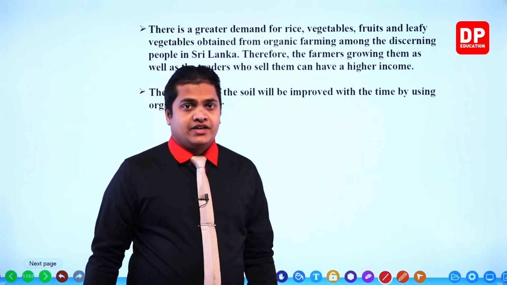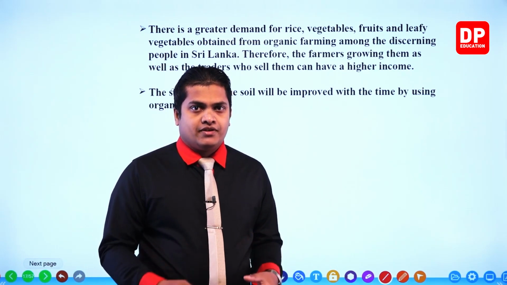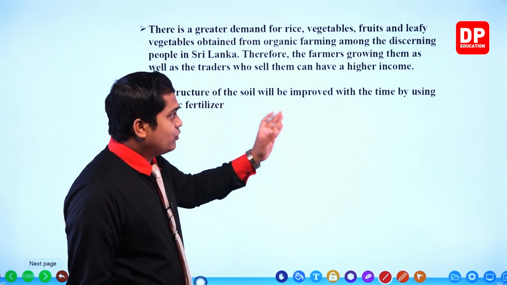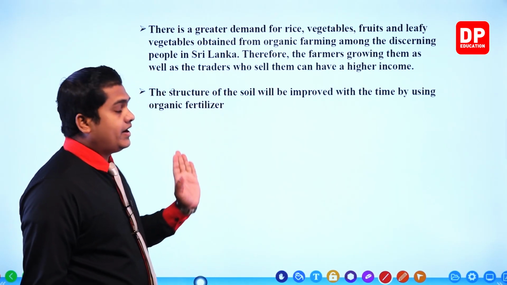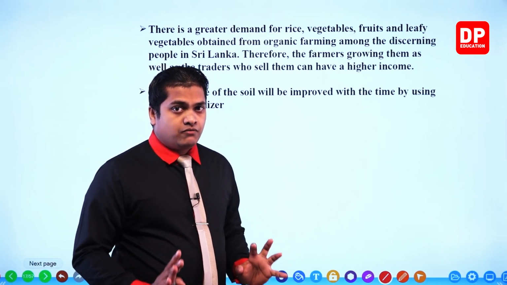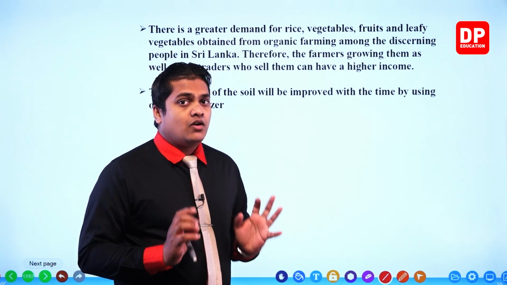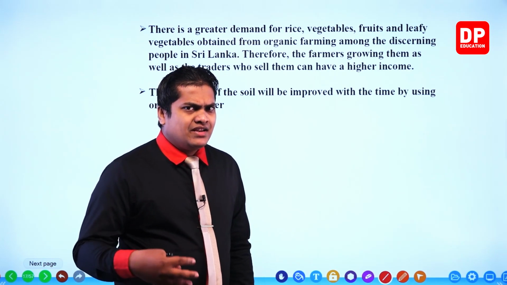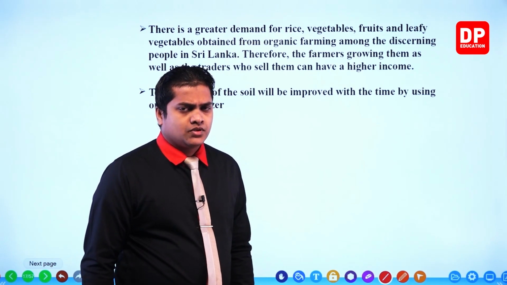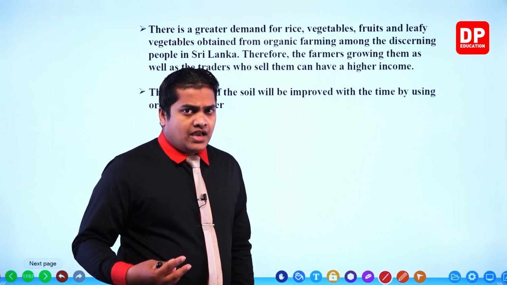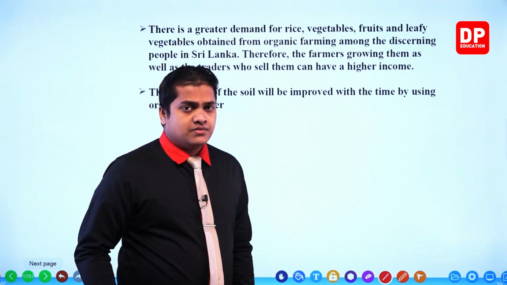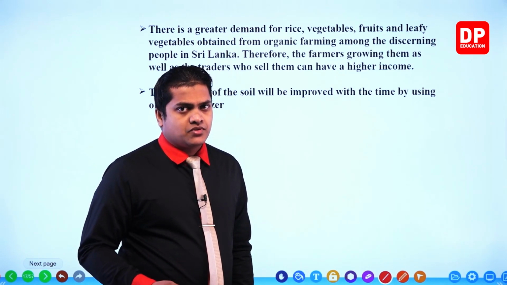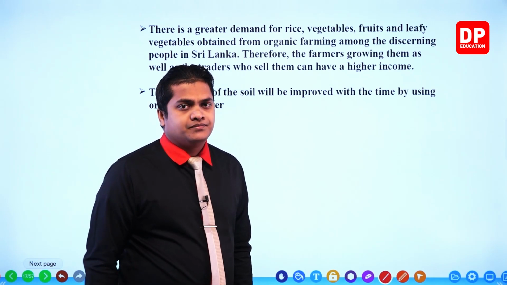Then the other thing is, my dear children, when using organic fertilizer, what will happen? The structure of the soil will be improved with time, and also it will be helpful for the activity of soil organisms as well. That's what we mean by improving the structure. It will help for the action of microorganisms and the other soil organisms which are living within the soil.